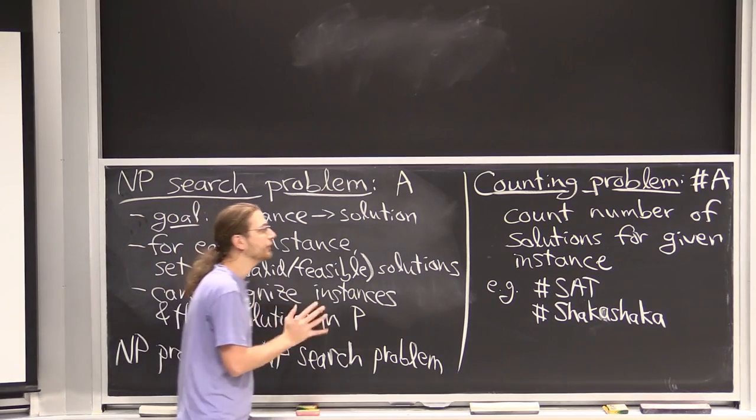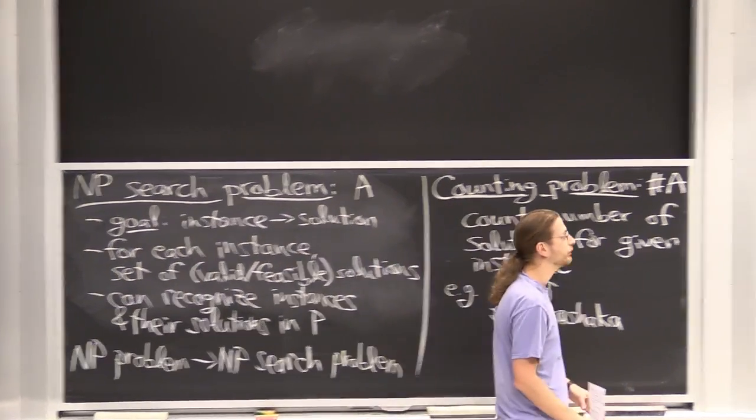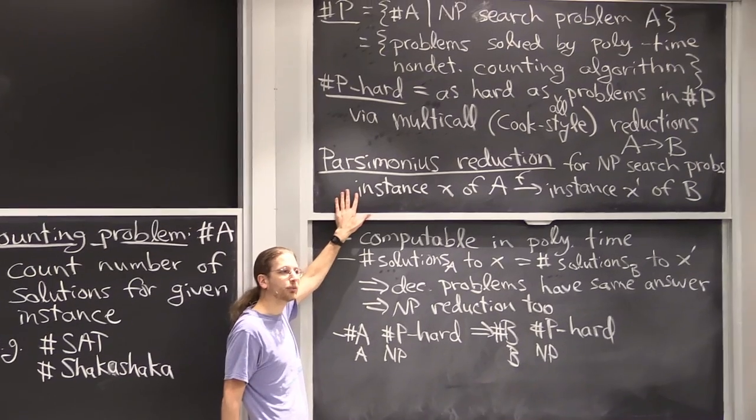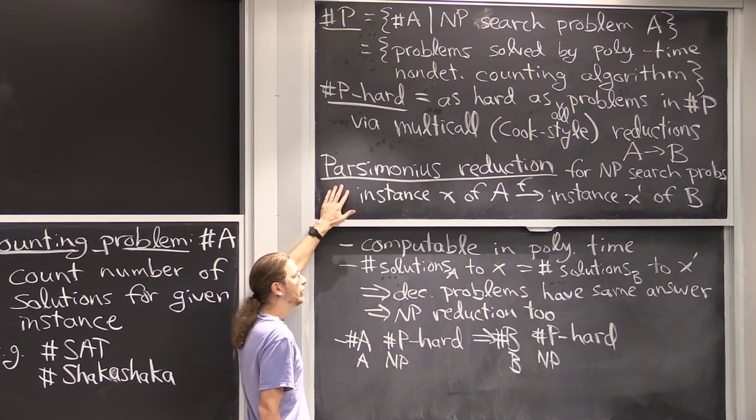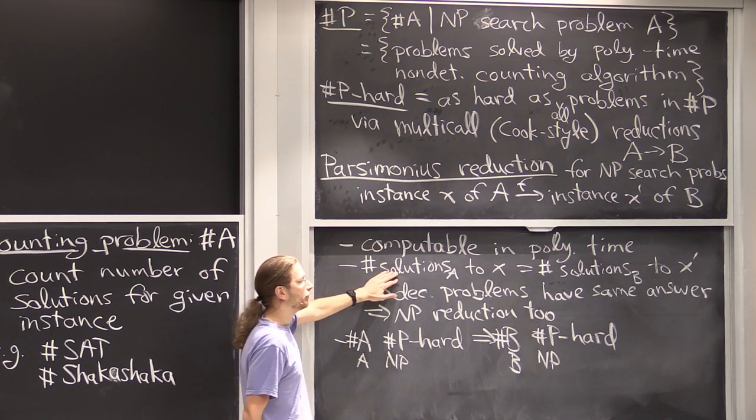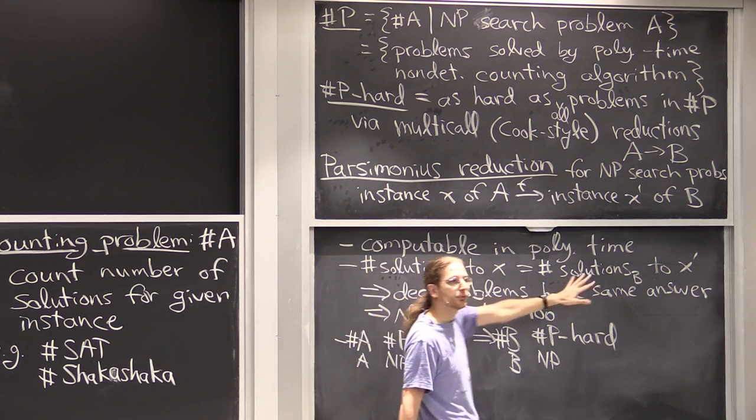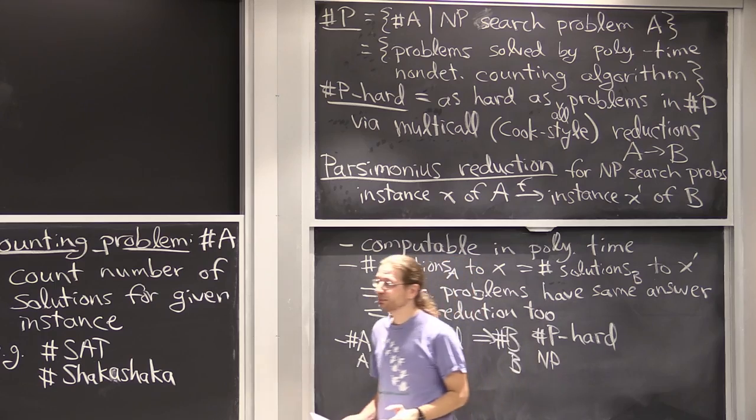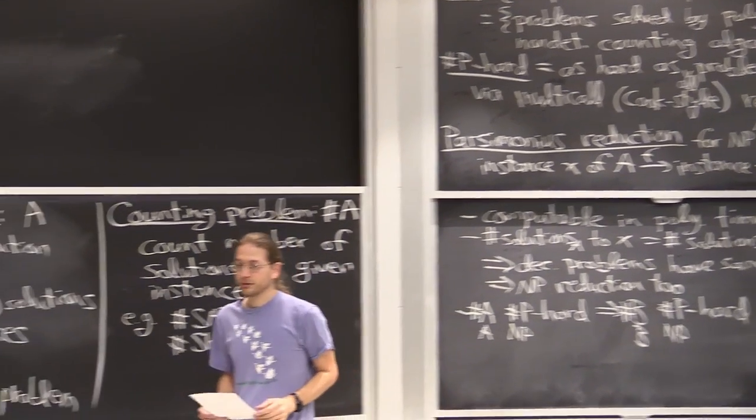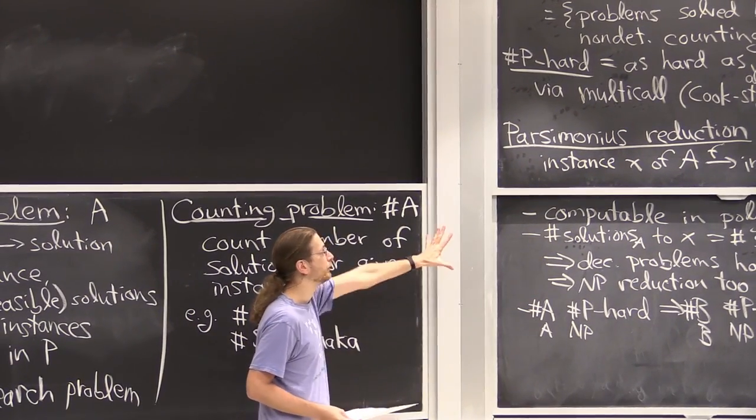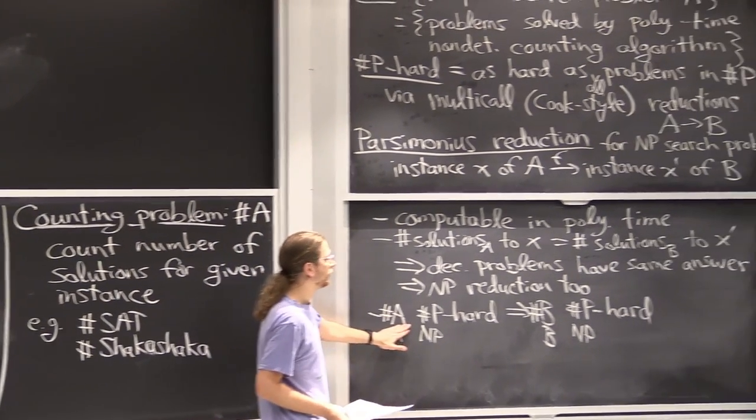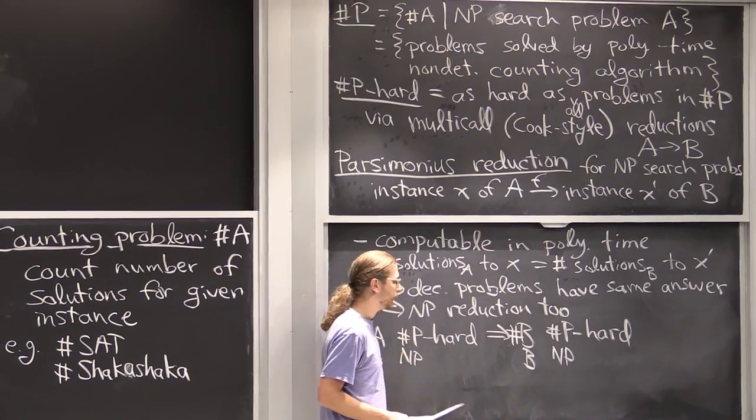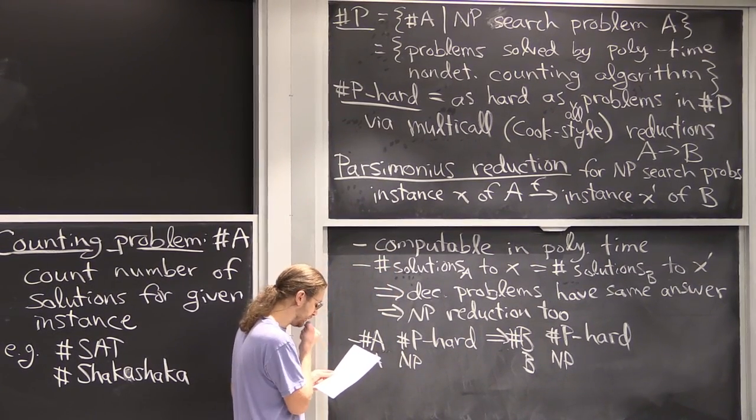What's nice about parsimonious reductions is they look just like NP reductions for the regular old problems. We just need this extra property, parsimony, that the number of solutions is preserved through the transformation. And a lot of the proofs that we've covered have this property and will be good for us. If we can get our source problems hard, then we'll get a lot of target problems hard as well.